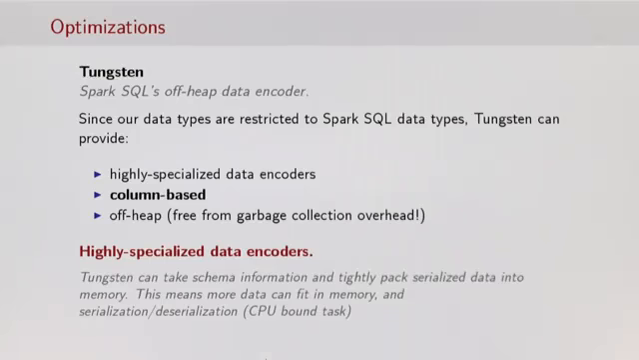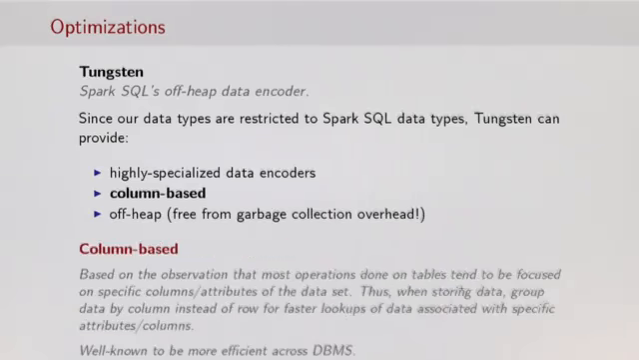So what I mean by highly specialized data coders is that Tungsten can take schema information, and knowing all of the possible data types that a schema can be built out of, it can super optimally and tightly pack the serialized data into memory. So this means more data can fit into memory, and we can have faster serialization and deserialization, which is a CPU-bound task. So this is a highly optimized, highly specialized, super performant data encoder. The idea is that we keep data serialized in a special format in memory so that we can keep more data in memory and we can access it more quickly.